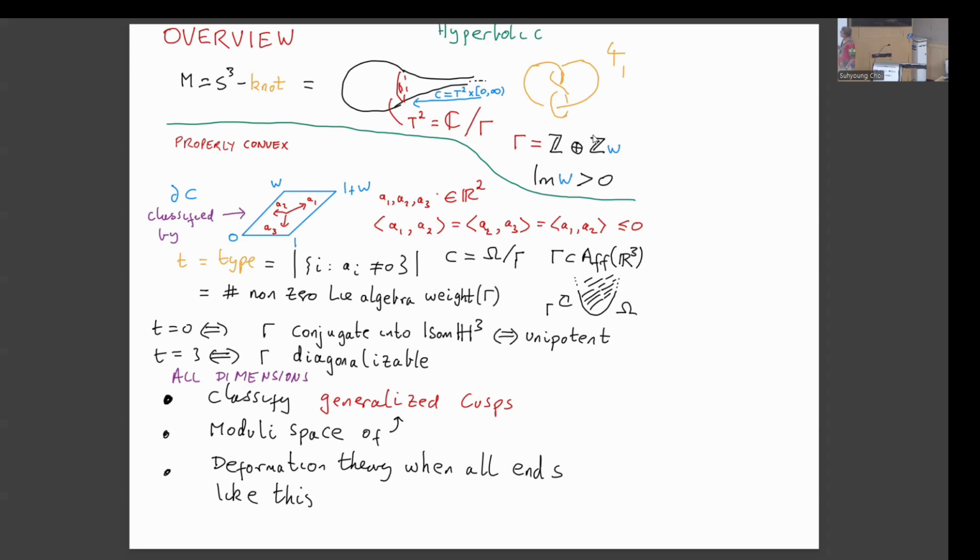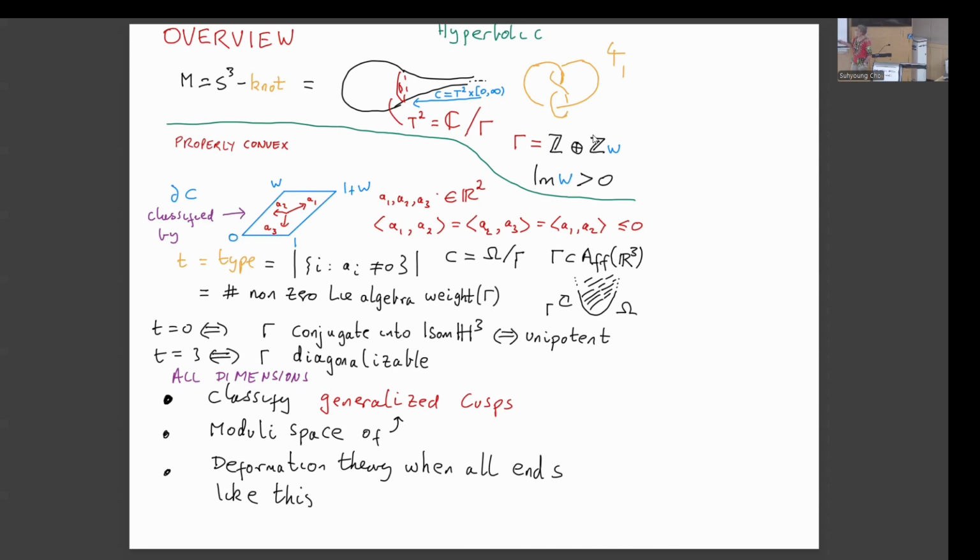And this torus, well, you might choose a torus here or further out. So there's a family of tori you can choose to truncate the end along. And the metric decreases exponentially as you go out. And on the boundary of this cusp, you have a Euclidean metric on a torus, but it's only defined up to scaling. So you have a Euclidean metric defined up to scaling.